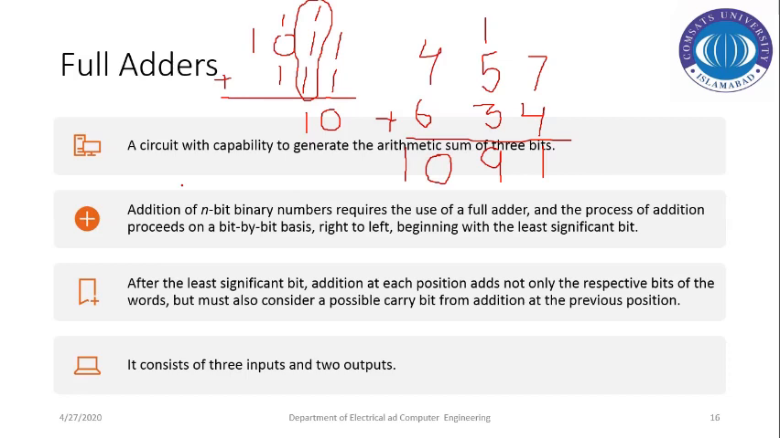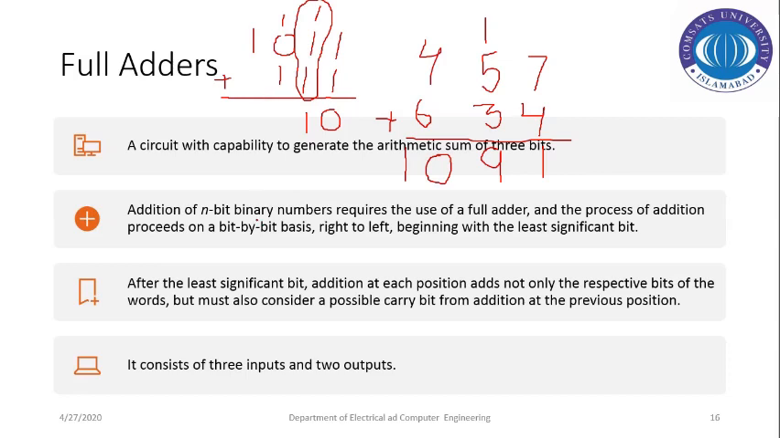After the least significant bit, the addition at each position adds not only the respective bits of the word but must also consider a possible carry bit from the addition at the previous position, which we have seen in this example. That carry can be produced or cannot be produced, but we have to deal with all the possible cases in order to add those binary bits.